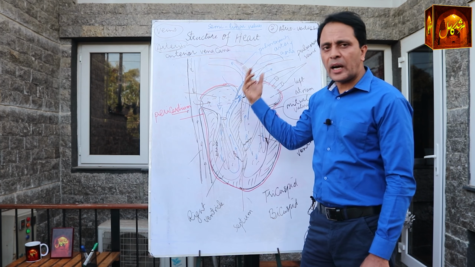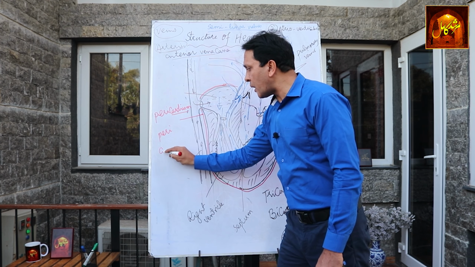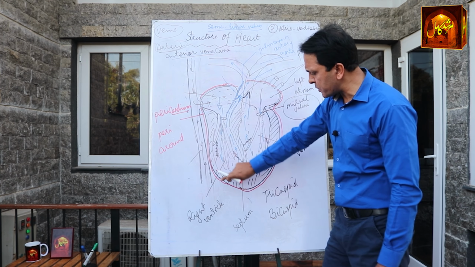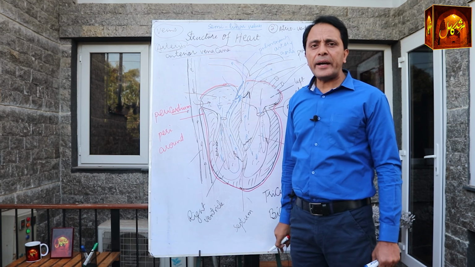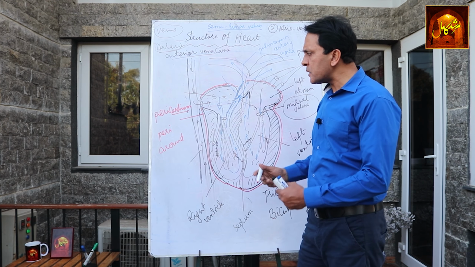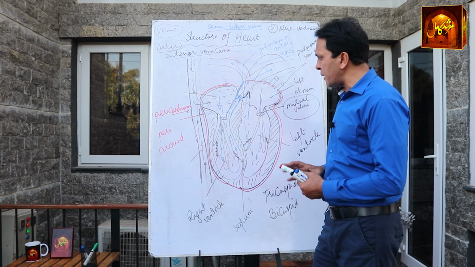Cardium means heart. Peri means around. As this membrane is present around the heart, that is why it is called pericardium. What is the function of this pericardium which is present around the heart?